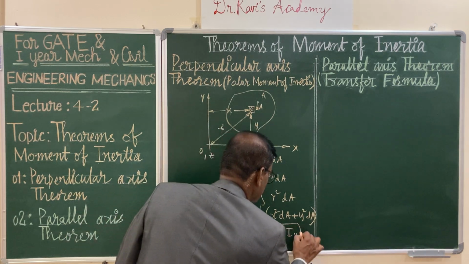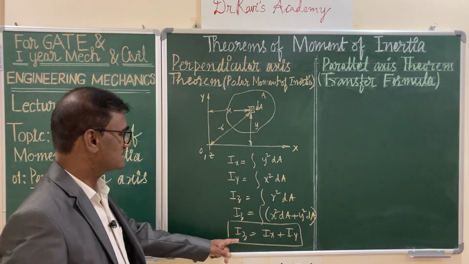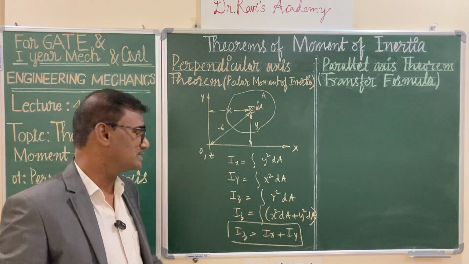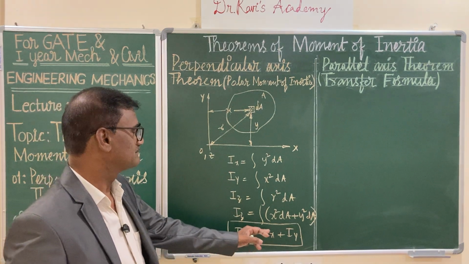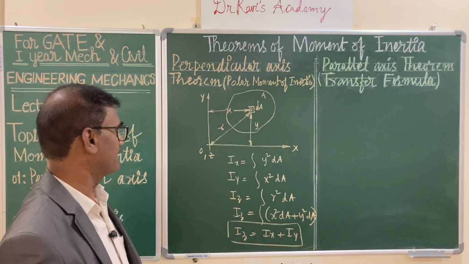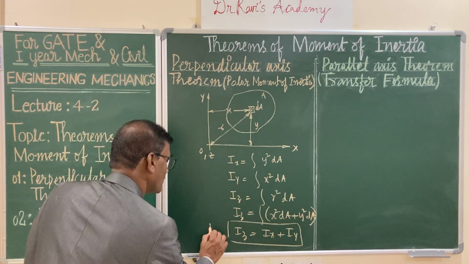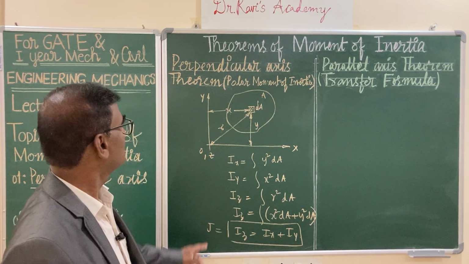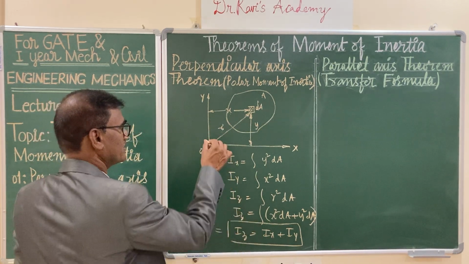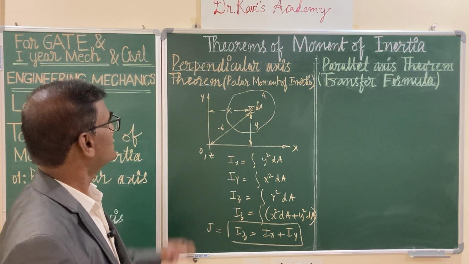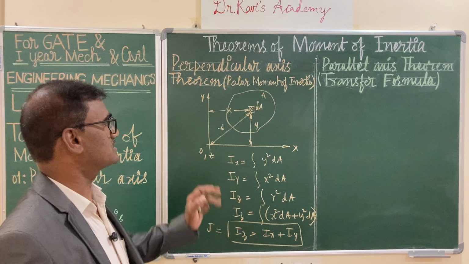So the moment of inertia about an axis perpendicular to the given plane of area is the algebraic sum of the moments of inertia of that particular area about perpendicular axes in the same plane. This is also known as the polar moment of inertia, represented with the symbol J. Polar moment of inertia is nothing but the moment of inertia about an axis perpendicular to it. So this is the first theorem, that is the perpendicular axis theorem.